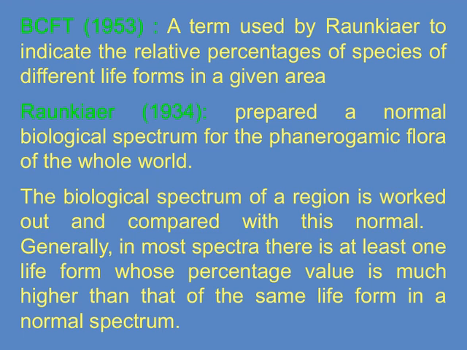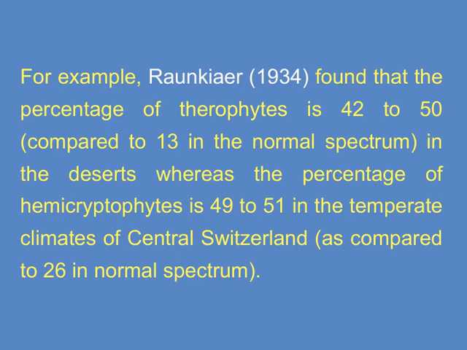It's a useful tool in ecology for assessing how different regions deviate from the norm, and it ties into our broader theme of understanding plant distribution and adaptation across different environments. So, for example, Raunkiaer in 1934 observed some interesting patterns in plant life forms across different environments.